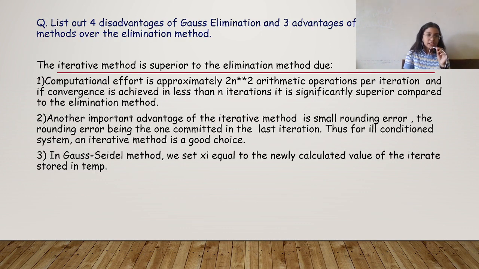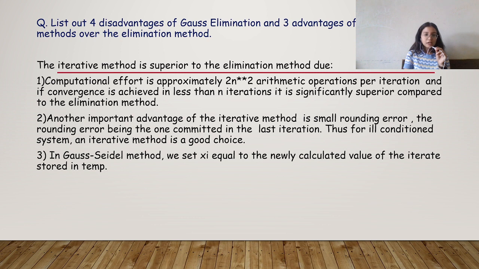Question number 3. List out 4 disadvantages of Gauss elimination and 3 advantages of iterative method over the elimination method. The iterative method is superior to the elimination method due to: first, computational effort is approximately 2n to the power 2 arithmetic operations per iteration, and if convergence is achieved in less than n iterations, it is significantly superior compared to the elimination method. Second, another important advantage of the iterative method is a small rounding error, the rounding error being the one committed in the last iteration.